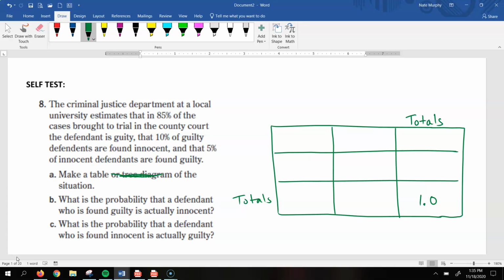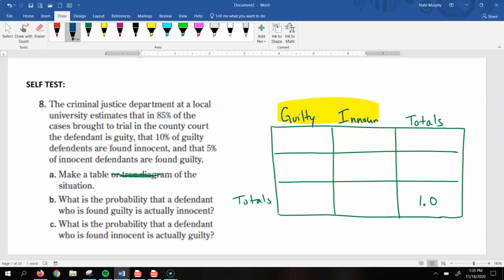On the quiz, I had these two pieces labeled for you, but on the test, they will not be. So you have to figure out what goes in those places. It's pretty simple if you've been practicing these. Up on top is where we put what's actually happening. People are going to court, and some are guilty and some are innocent. They're not being found guilty or innocent yet. That's just what's actually happening. You're either guilty of the crime or you're innocent.